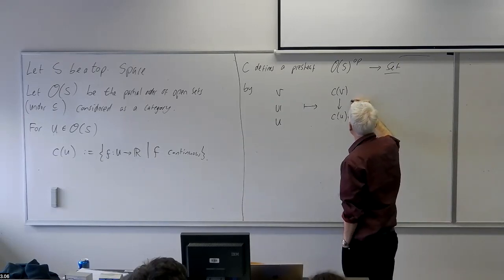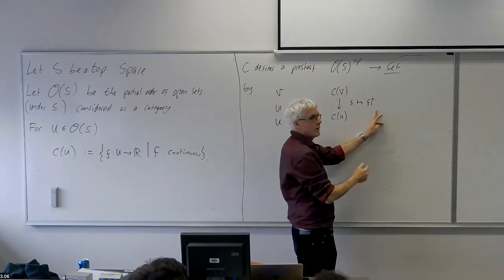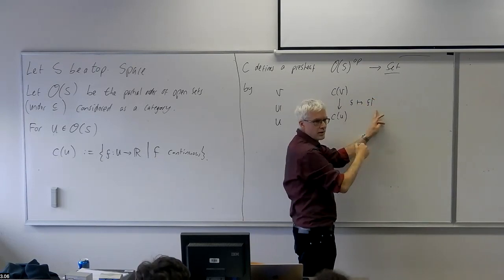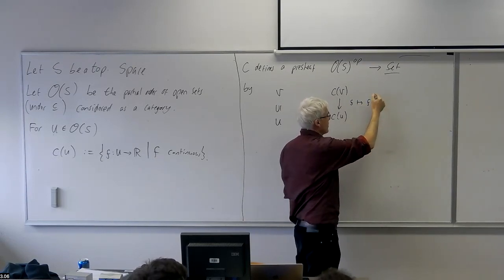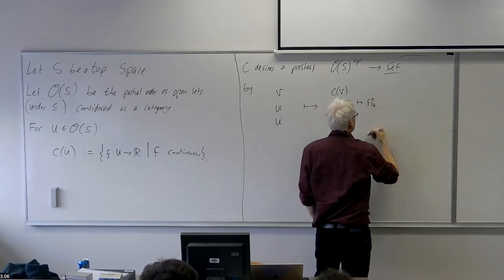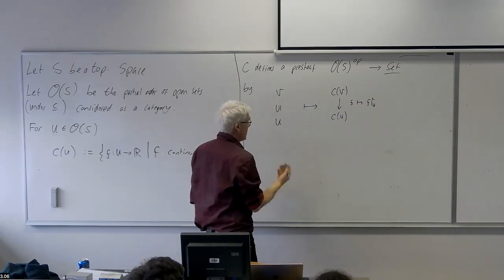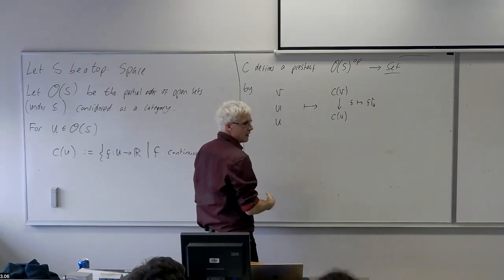So f maps to f restricted. In English maths, I know in Slovenian I think you just write a bar for restricted, but in English maths one often uses this sort of hook symbol for restriction. So f restricted to U like that. It's very easy to see this is functorial, and so we have a pre-sheaf.